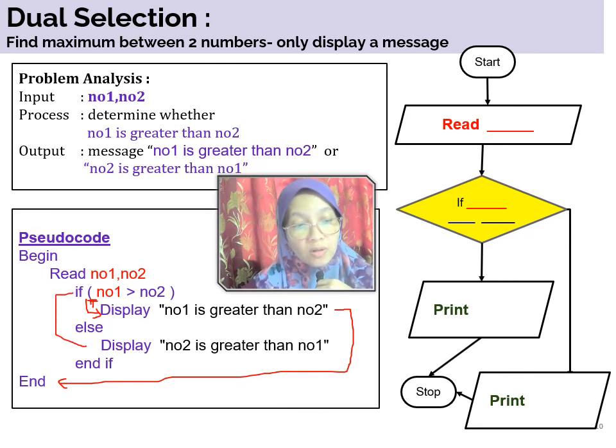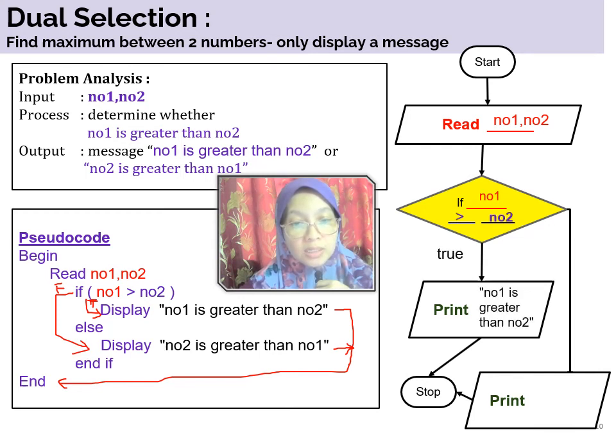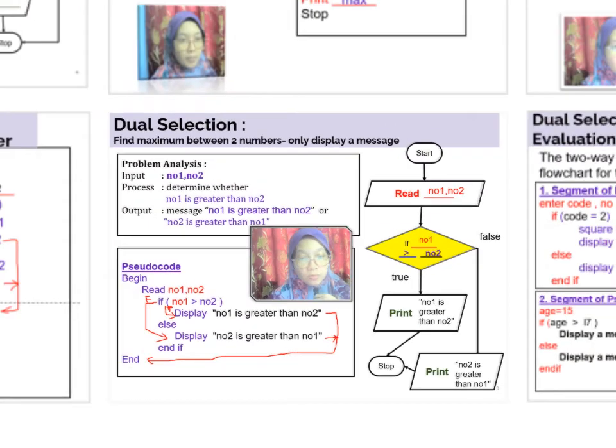If the case is false, just display number 2 is greater than number 1, and then where to go? Just below the else statement, which contains only end, so stop execution. Okay, so this is the flowchart for this case. If number 1 more than number 2, if the case is true, display number 1 is greater than number 2, then end. If the case is false, what you should do? Print number 2 is greater than number 1. There you go.